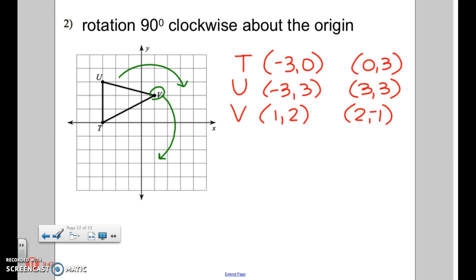T starts at -3, 0, and will flip-flop to 0, 3. U starts at -3, 3. This flip-flop is going to look the same as 3, 3. The sign just changes. And then for V, 1, 2 will flip to 2, negative 1 because it's down in the fourth quadrant where the Y value is negative.